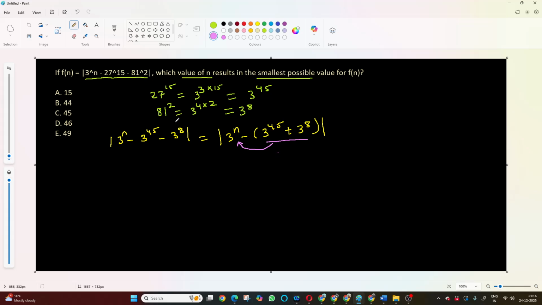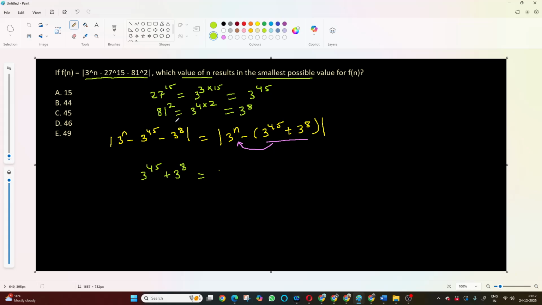Now, if this concept is clear, let's put a magnifying glass on this expression, which is 3 to the power 45 plus 3 to the power 8. From here, it is clear that this expression is more than 3 to the power 45. Looking cursorily at these answer choices, we can see 15, 44, 45, 46, 49. But how big is it compared to 3 to the power 45, and how close to 3 to the power 46, we need to see this.